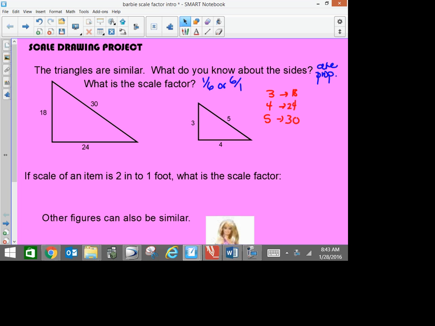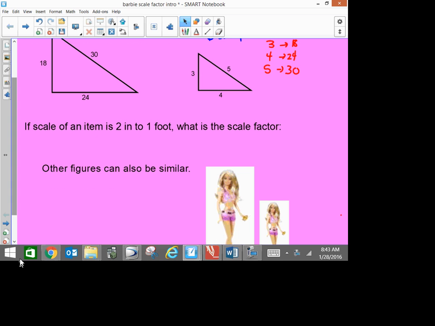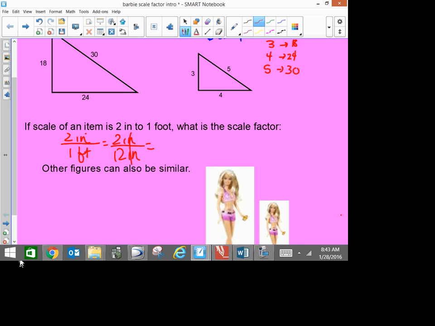All right. Okay, so scale factor. Let's look at a scale of an item that is 2 inches to 1 foot. What's the scale factor? It is not 2 to 1. Just saying. Okay, what is it? Jessica? 1 to 6. 1 to 6 again. 2 inches, 1 foot, 2 inches, 12 inches. Inches is gone. 1 to 6 reduces.